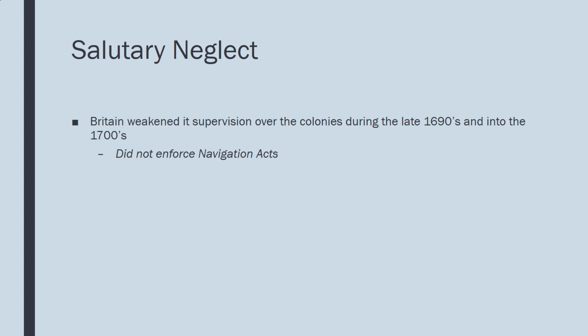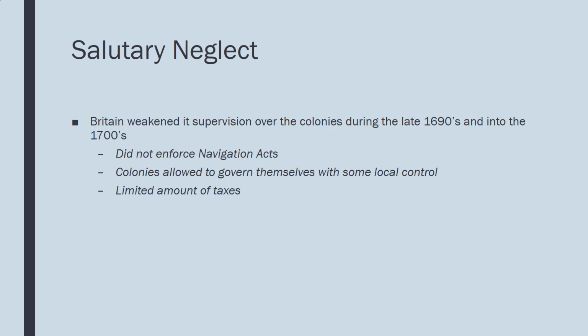So prior to the French and Indian War, for the most part, Britain is not going to enforce the Navigation Acts. Colonies are allowed to govern themselves with some local control in terms of what's taking place within the colony. We've talked about how colonists sometimes, at least the male colonists who are voting, will have the ability to choose their governor. We know that the colonies had the power to pay the governors, even if the governor was appointed by the king. So there is a lot of quasi-autonomy taking place here, and that's going to start to move away.